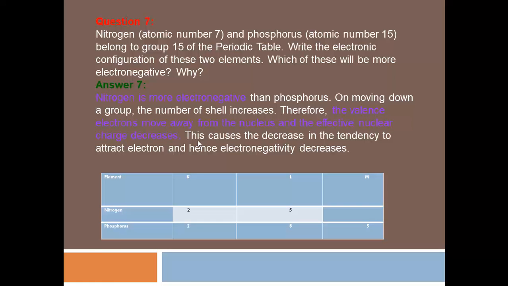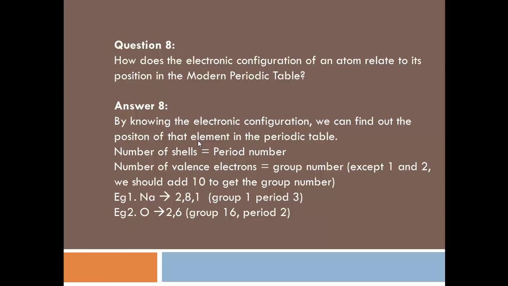Question number 8. How does the electronic configuration of an atom relate to its position in the modern periodic table? If we know the electronic configuration, we can find out the position of an atom in the periodic table. That is, the number of shells is equal to the period number, and the number of valence electrons is equal to the group number. There is one condition for that. If the valence electrons are 1 or 2, you can directly write the group number. If it is more than 2, 3 to 8, you have to add 10 to get the group number.